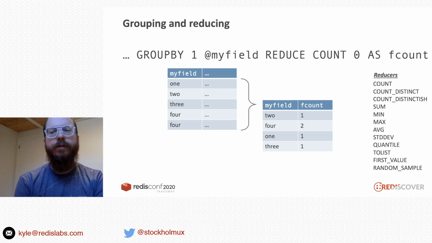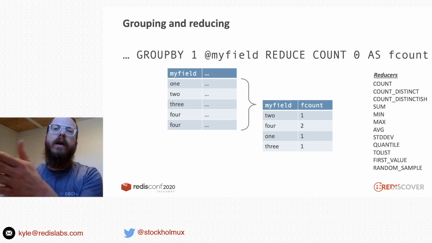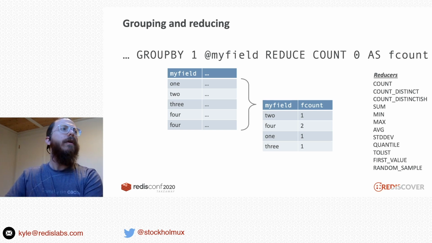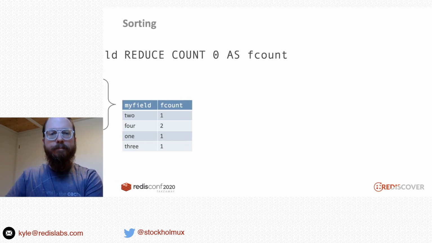Many of these deal with numbers. So we've got the sum, min, max, average, standard deviation, quantile, that sort of thing. Those are all dealing with numbers. And we have some other ones as well where you're talking about random sampling or the first value. Okay, so now we've done one part of this. We've already done quite a bit. This is longer than your average Redis command. Let's move on to doing a little bit more.